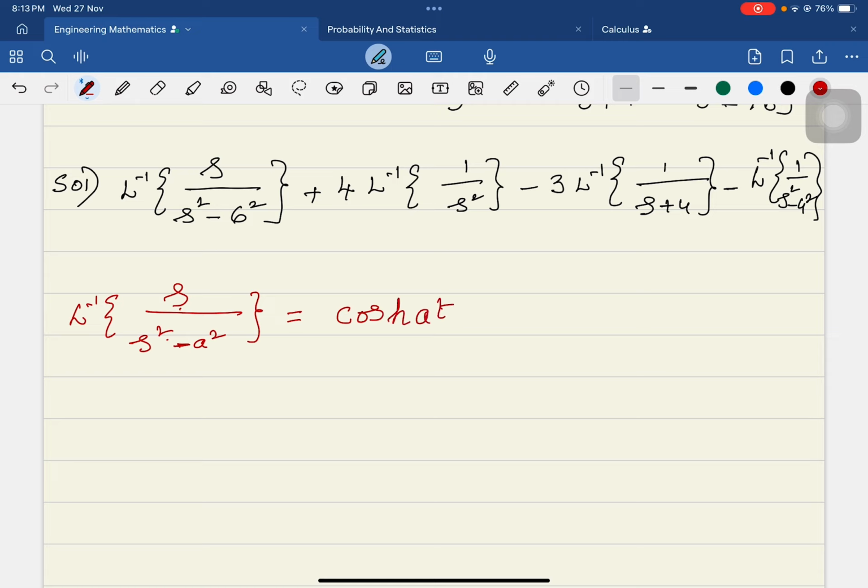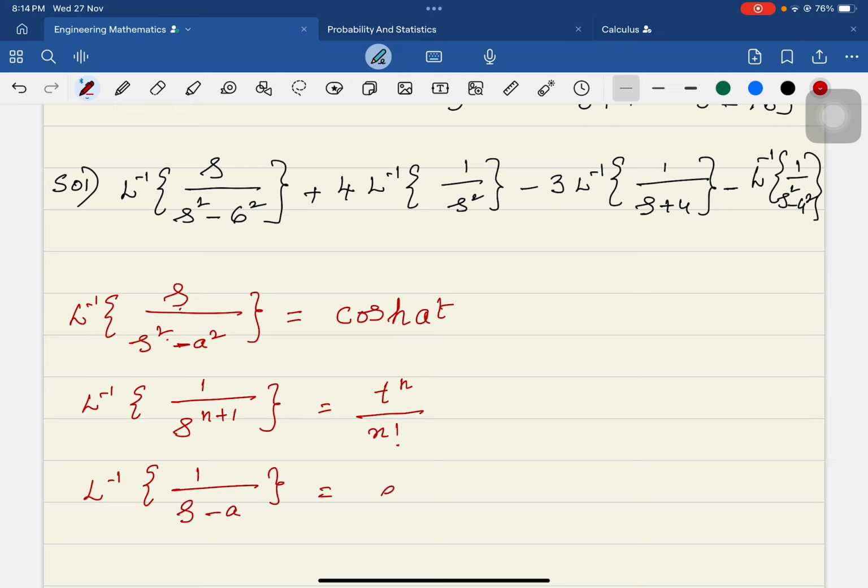Finish. Similarly, what is L inverse of 1 over S power n plus 1? That's the formula, and that is given by t to the power of n by n factorial. And what next you have? L inverse of 1 over S minus A. What is the formula for this? It is e raised to at.